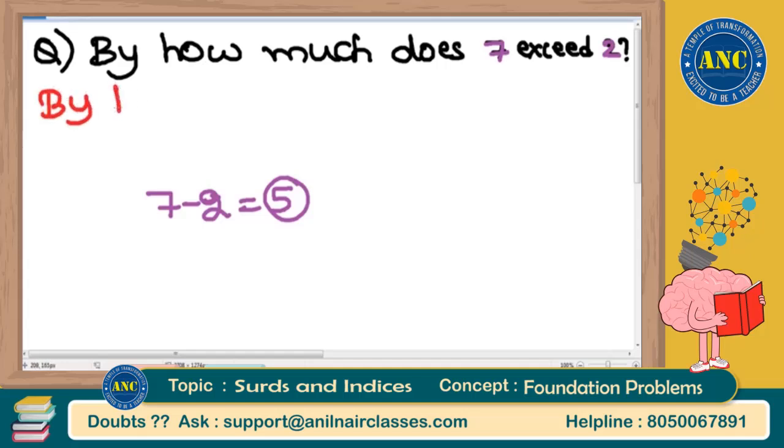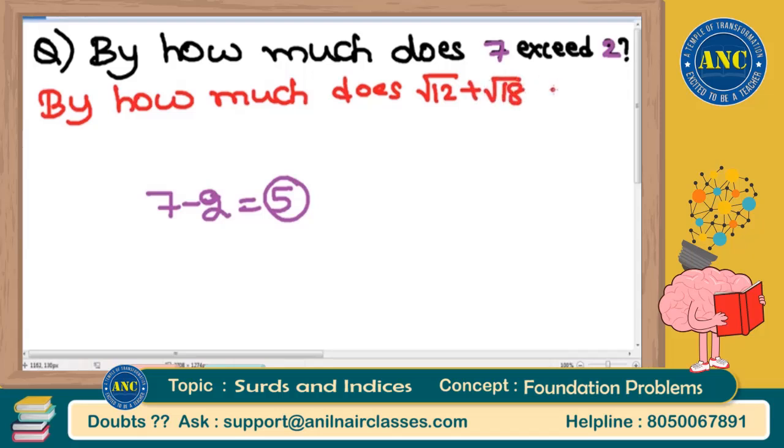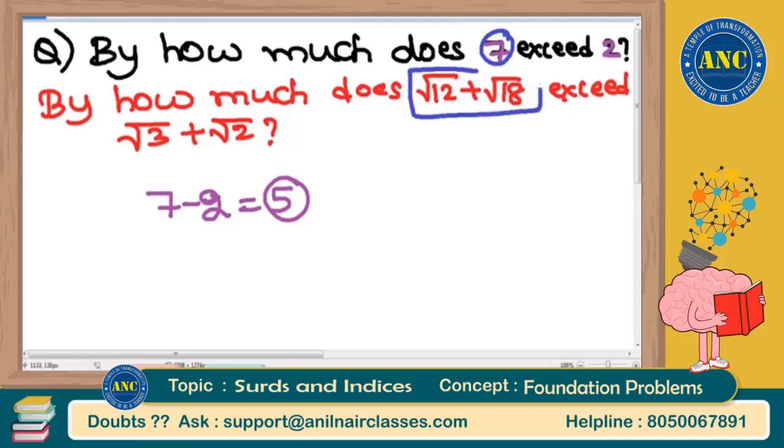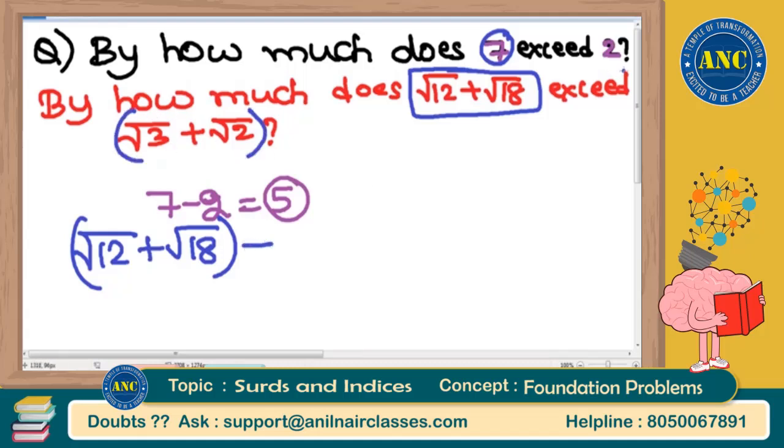For example, your question is, by how much does root 12 plus root 18 exceed root 3 plus root 2, right? By how much does root 12 plus root 18 exceed root 3 plus root 2? Same ideology or same analogy I will implement once again. Can I say that this 7 is nothing but root 12 plus root 18? You need not substitute, I am just teaching you in this method. Root 12 plus root 18 minus root 3 plus root 2 is nothing but this 7 minus 2 in my example. So substitute root 3 plus root 2 here, and then simplify it.